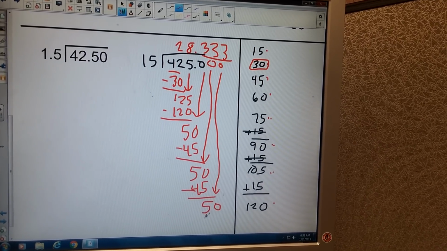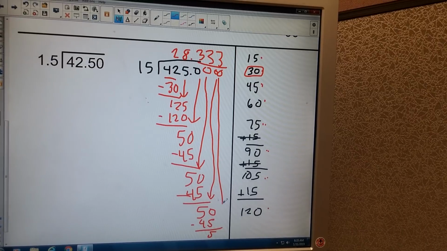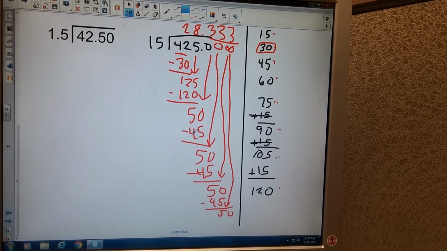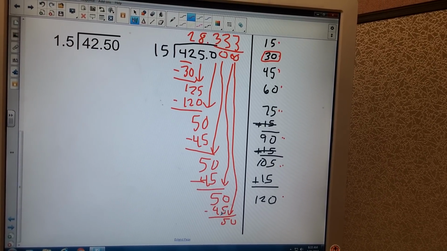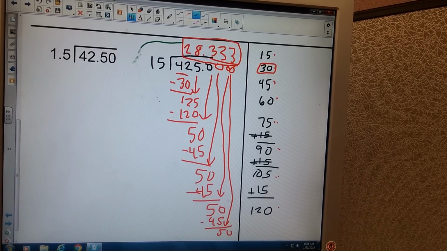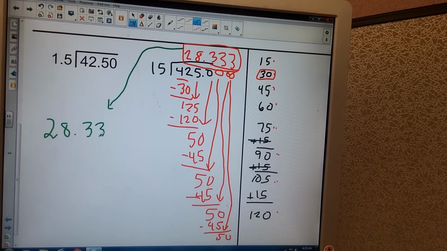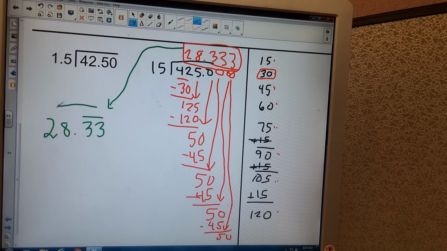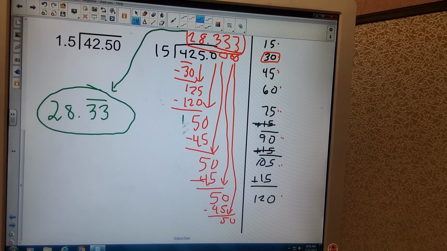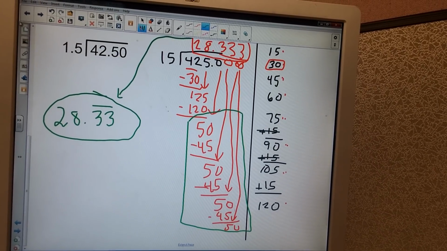If you notice that no matter how many times I do this problem, I'm going to be doing this forever. Like literally for the rest of my life, it would be the exact same. Where it's 50, take away 45, 50, take away 45, and so on. So my answer, and maybe you've seen this before, is going to be 28.33. And you can put a bar over it to show that it repeats. It means it goes on forever and ever and ever. I could keep doing this problem and it would keep giving me the same pattern. So to show that, I put the bar over the 33.